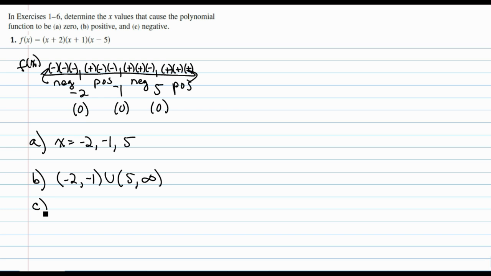Part C, what x values cause the polynomial function to be negative? Those are anything before negative 2, so from negative infinity up to negative 2, but don't include negative 2. Then also between negative 1 and 5.